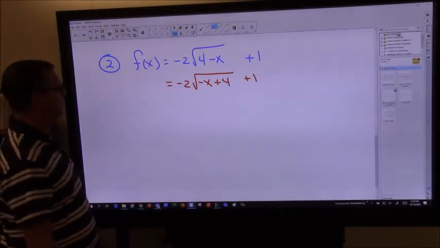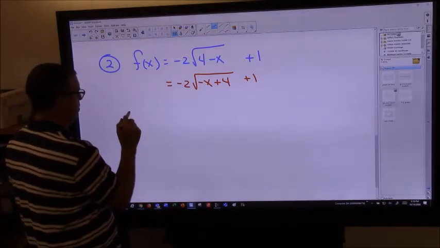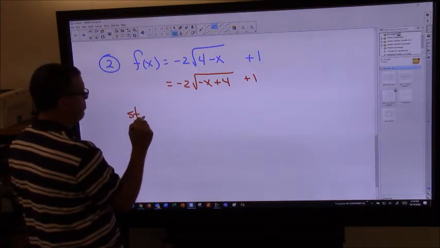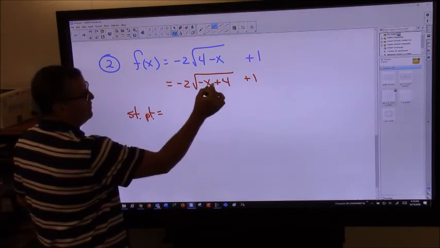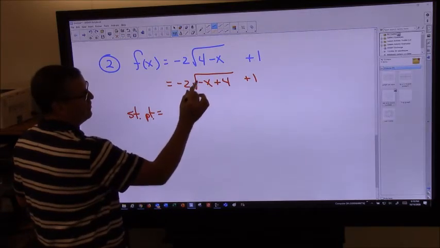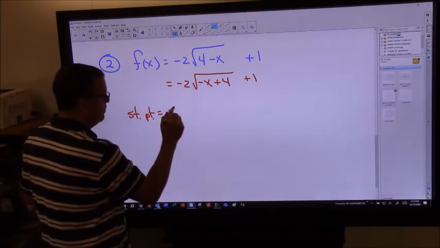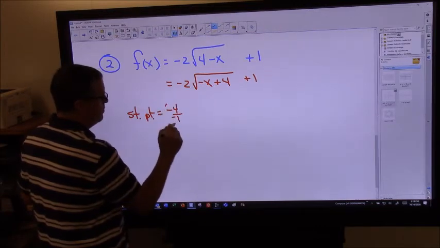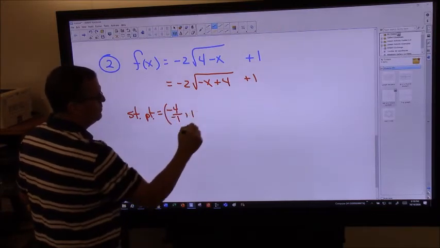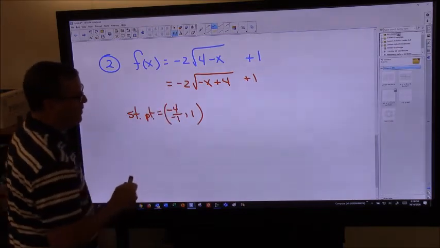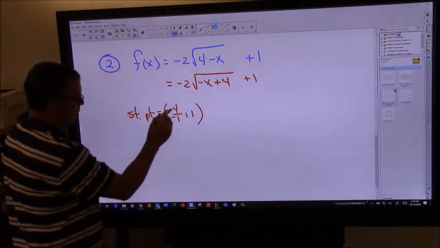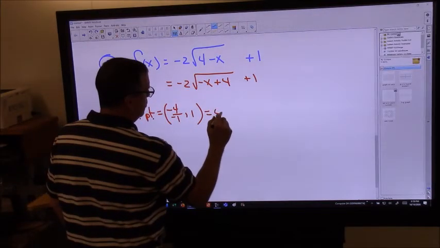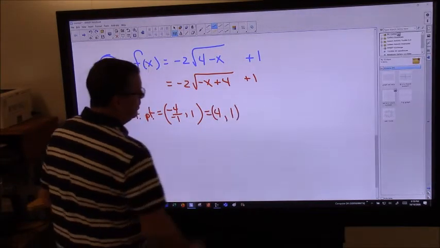All right, so I'm going to do the same thing I did before. I'm going to say that my starting point is at negative 4 divided by a negative 1, comma 1. Real important we keep track of that negative sign as well to determine our starting point. So that's going to be at positive 4, comma 1.